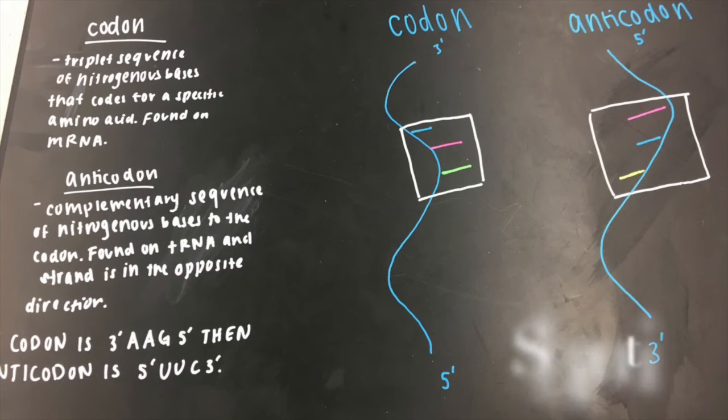A codon is a triplet of nitrogenous bases found on messenger RNA that code for a specific amino acid. An anticodon is a complementary set of nitrogenous bases found on tRNA. Anticodons are antiparallel to codons.